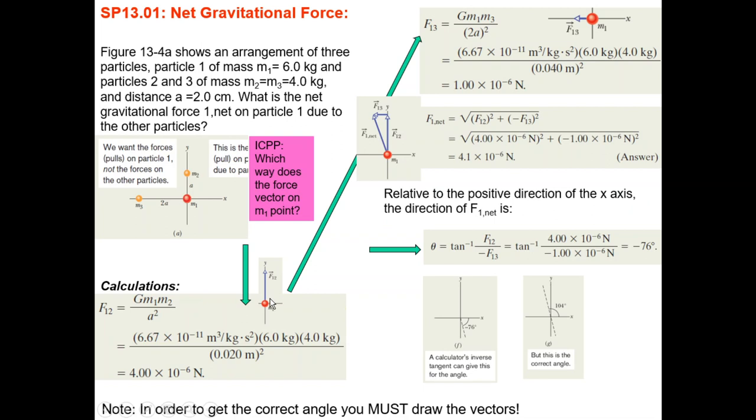I heard someone saying newton, but I'm not pretty sure about it also. Don't mess with this one. Let's begin this. F13 is equal to G m1 m3 over 2a squared. Let's check the values on this side now.